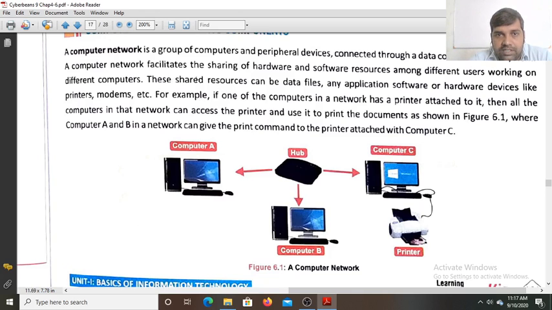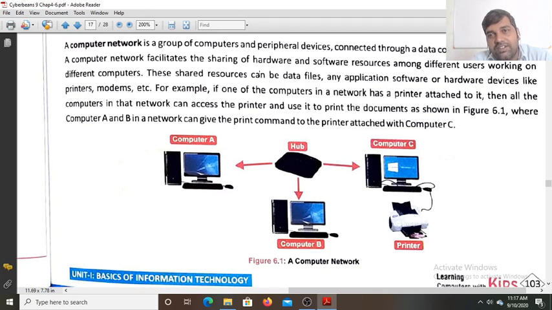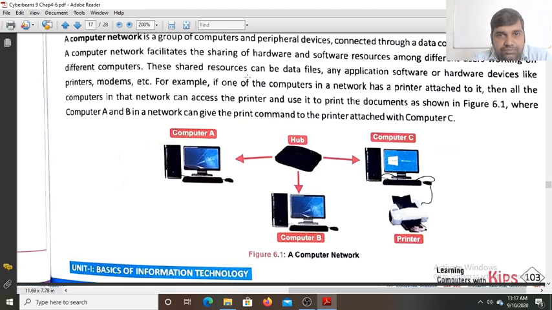Similarly, we can share any file also. Suppose any file is present in computer A, that file computer C can also access. Now if any application program is present in computer B, both computer A and C can also access. So this network facilitates the sharing of hardware and software resources among different users working on different computers. These shared resources can be a data file, any application software or hardware device like printers, modem, etc.